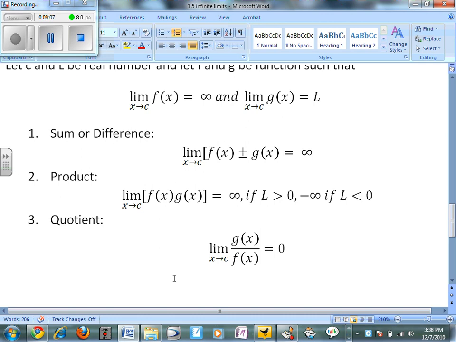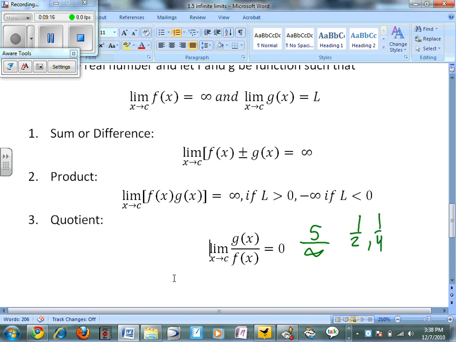And the last rule here, the limit as x approaches some number of g of x over f of x. So I have some number, we've been saying 5, all over infinity. Well, if we think about how fractions work, 1/2 is a bigger fraction than 1/4, and 1/4 is bigger than 1/8, and 1/8 is bigger than 1 over 100. As these bottom numbers get bigger and bigger, our fraction gets closer and closer to 0. So as we approach infinity, with the biggest number you can possibly think of in the denominator, we're going to have a really close number to 0. So that's why the limit as x approaches c of some number over infinity is going to equal 0.